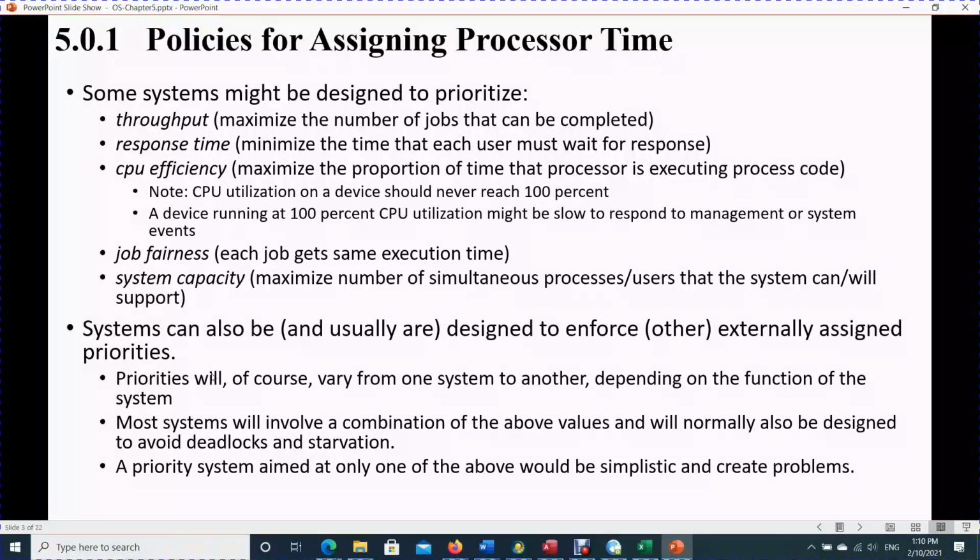Most of the systems are going to be a combination of some of these, and, of course, also be designed to try to avoid deadlocks and starvation. Emphasizing any one of these too much is likely to create problems.